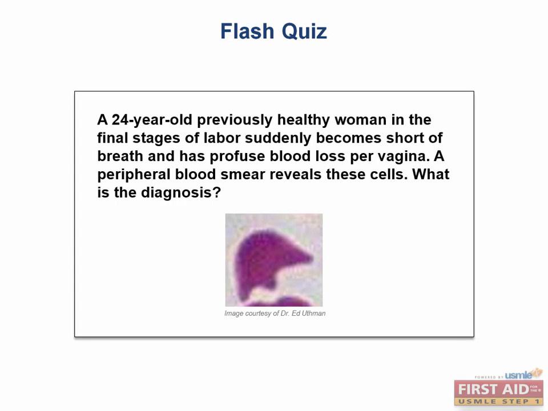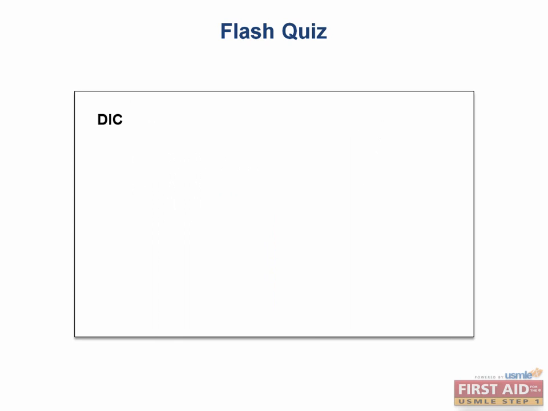Here's an example of a question incorporating the histology of these cells. A 24-year-old previously healthy woman in the final stages of labor suddenly becomes short of breath and has profuse blood loss per her vagina. A peripheral blood smear reveals these cells. What is the diagnosis? The schistocytes plus profuse blood loss in a woman in labor point to likely DIC. These fragmented cells are RBCs that try to squeeze past a thrombus in DIC and become schistocytes.